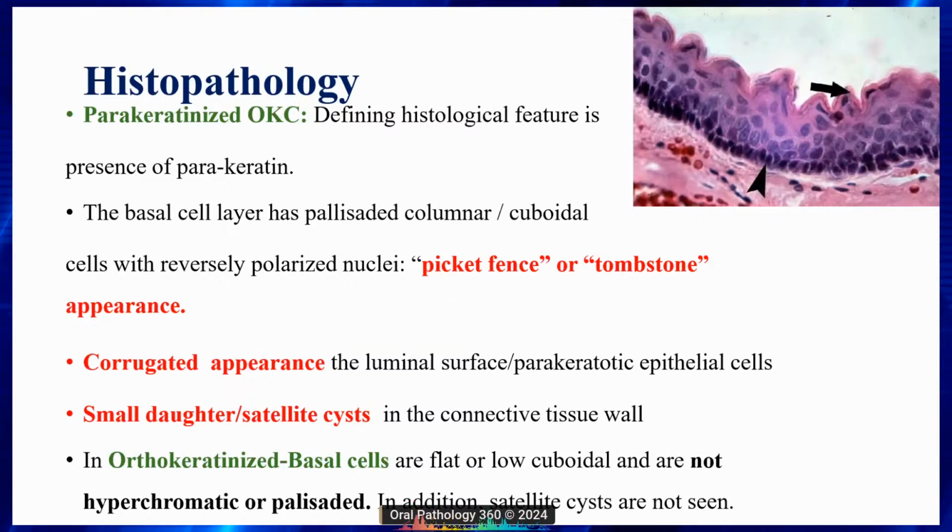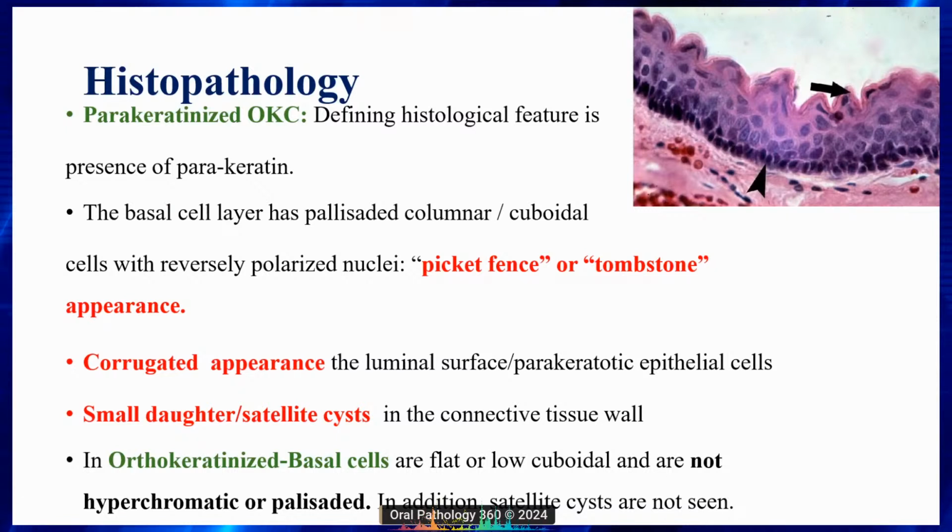Histologically, it has two variants, the parakeratinized and the orthokeratinized. In the parakeratinized variant, there is presence of parakeratin. The basal cell layer has palisaded columnar or cuboidal cells with reversely polarized nuclei, giving it a picket fence or tombstone appearance. There is a corrugated appearance of the luminal surface of the parakeratotic epithelial cells. There are small daughter cysts or satellite cysts in the connective tissue wall adjacent to the epithelium, and sometimes they can also be found in the adjacent overlying bone as well as the oral mucosa.